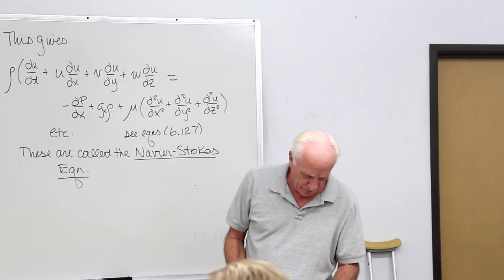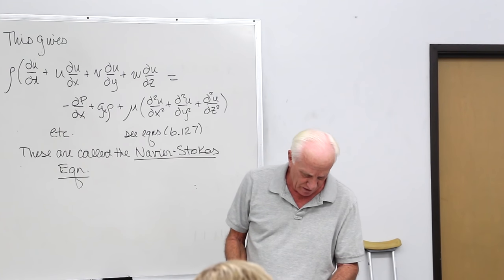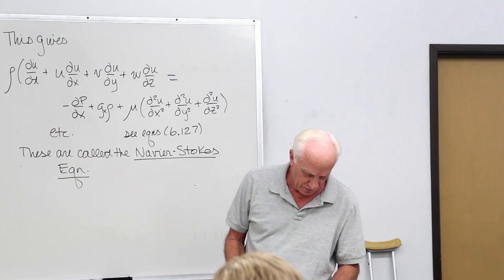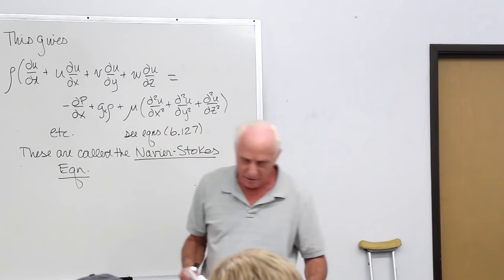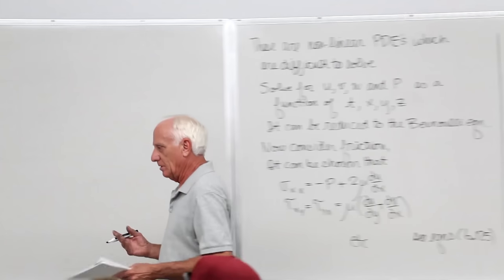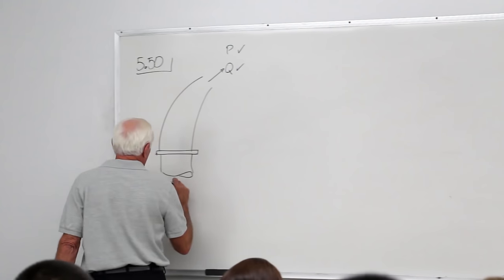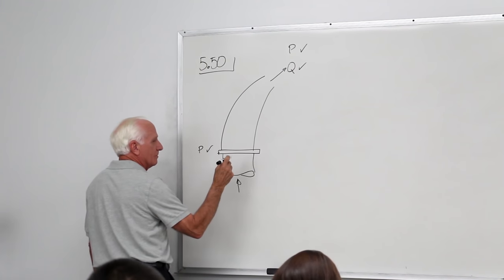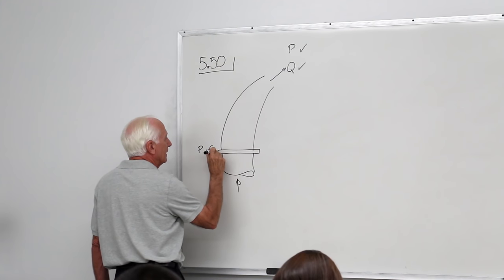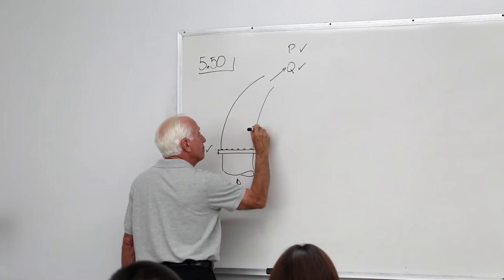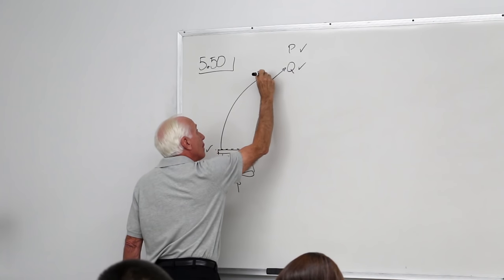Determine the vertical component of the anchoring force required to hold the nozzle in place. The nozzle has a weight of 200 newtons and the volume of water in the nozzle is 0.012. Is the anchoring force upward or down? Okay, so again, we always show our points. Draw your control volume. Control surface.